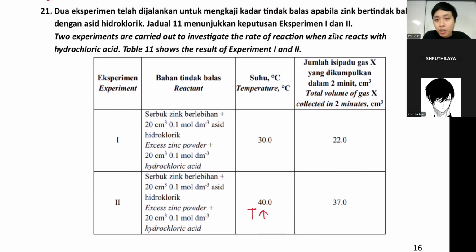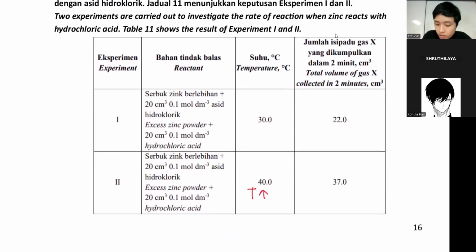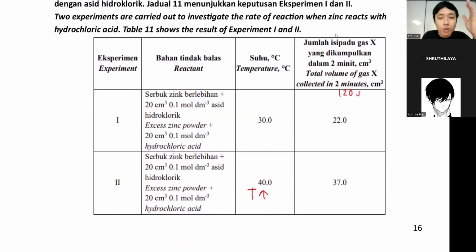That's why if you see the total volume of gas collected in 2 minutes, the same amount of time, which is 120 seconds: in 120 seconds, set 1 collected 22 cm cube of gas X. Set 2 collected 37 cm cube of gas X. Which means this one collected more gas in the same time, that's why this one has a higher rate of reaction.